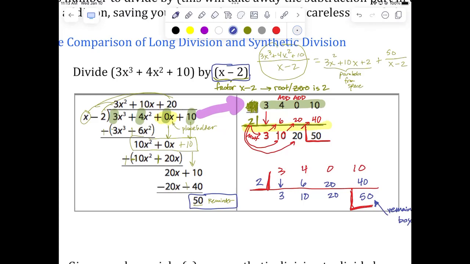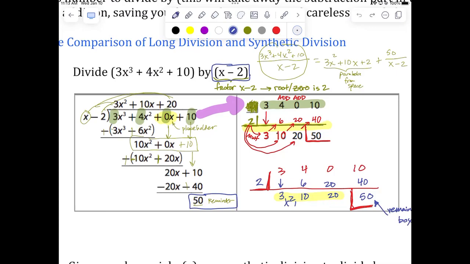Do you see it? Yes, you may. On the bottom row. Do you see those numbers in front of the remainder box on the bottom row? 3, 10, 20. What was our quotient again? 3x squared plus 10x plus 20. It works that way.